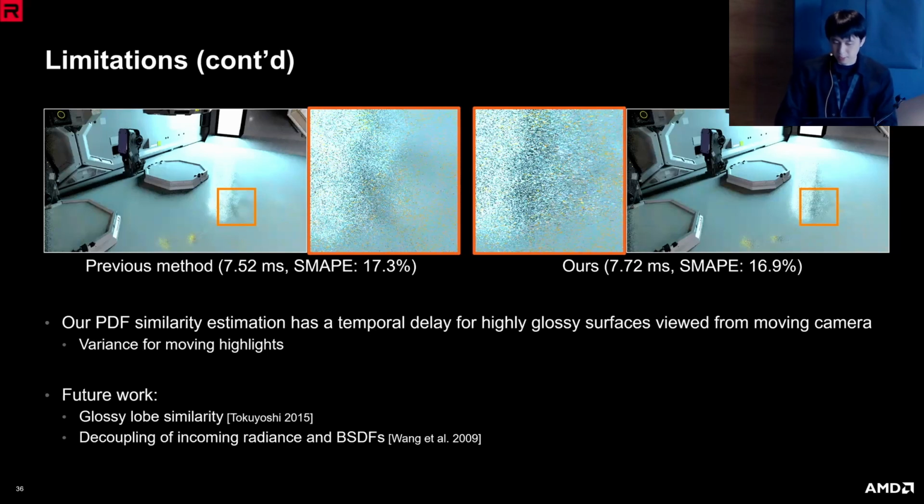For such view direction changes, we are currently considering the integration of analytic glossy lobe similarity or decoupling of incoming radiance and BSDFs into our direction estimation. We would like to investigate the efficiency of these approaches in the future.